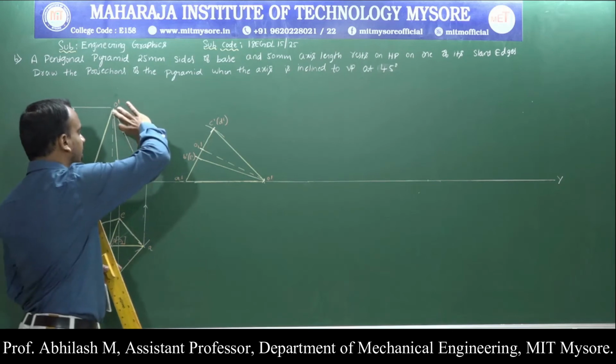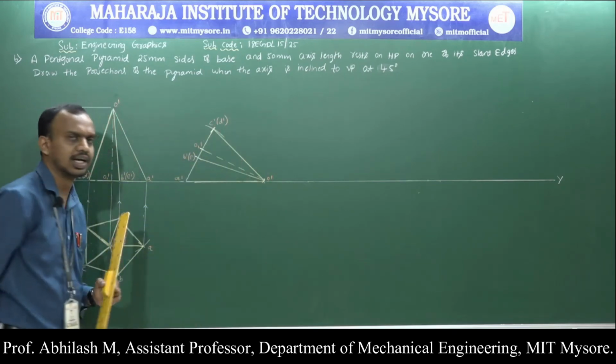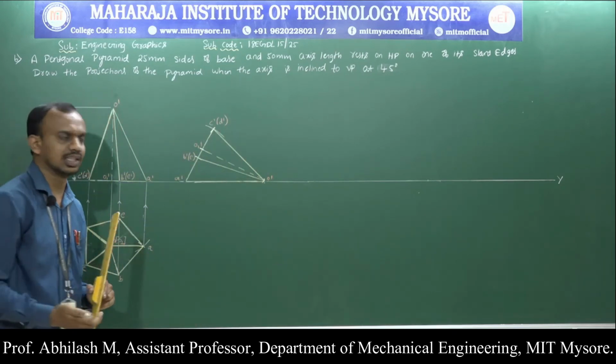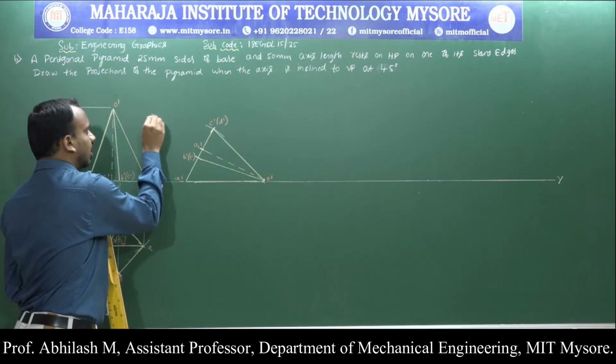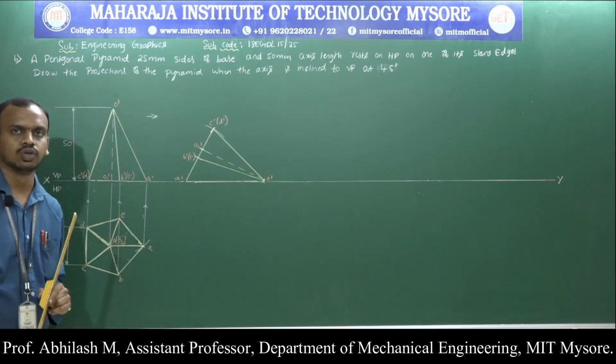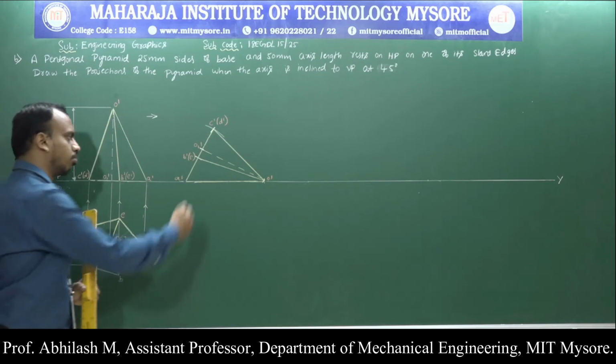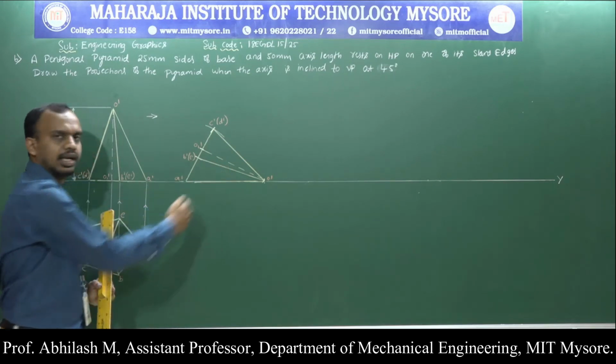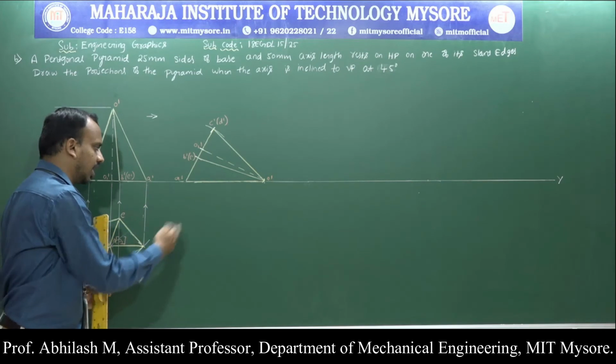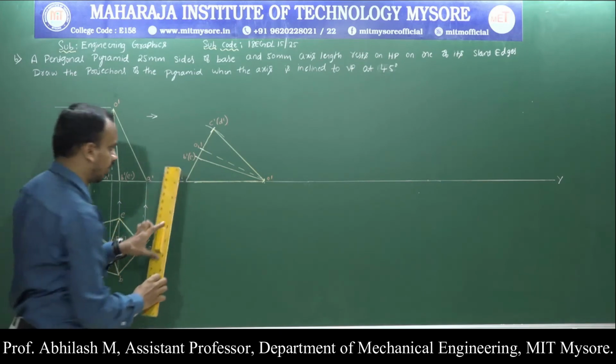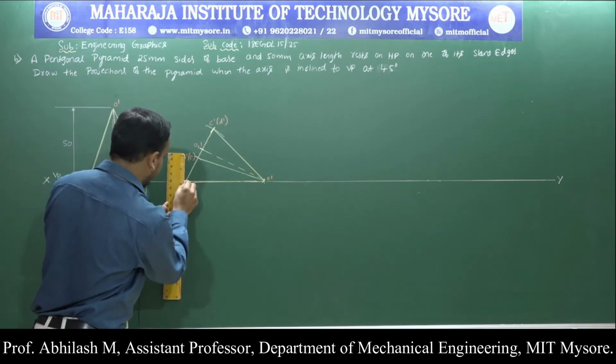We have rested the entire slant edge on the HP. So what is the next step? We are supposed to complete the second position. How to do that? Draw the projection lines from both here and here. So the meeting points will be the respective corners. So from A dash I will begin.